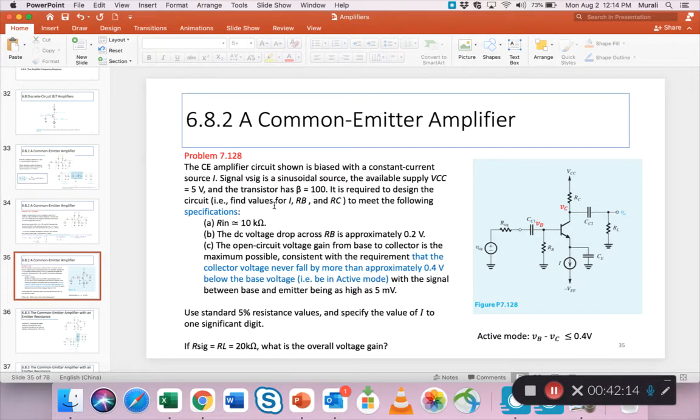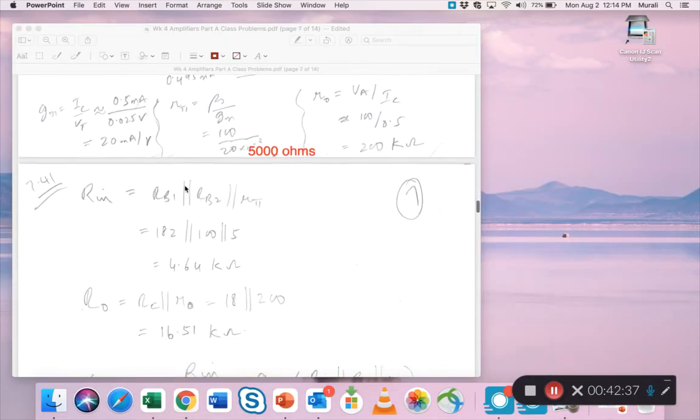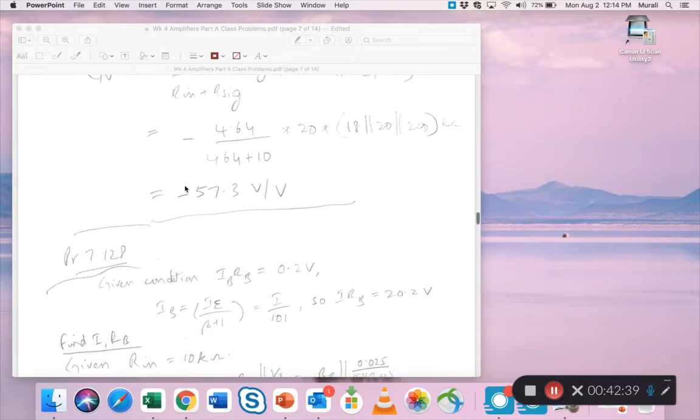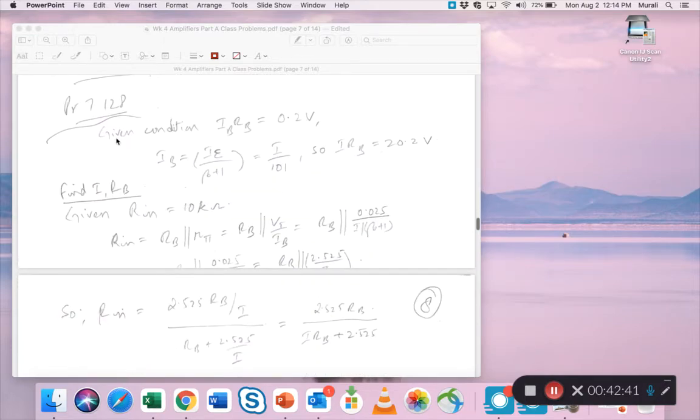So if the signal cannot exceed 5 millivolts, then find the appropriate design. That means find the values of I, this biasing current, RB and RC. For these resistors, use the 5% resistor values. Lastly, given these resistances, what is the overall voltage gain? Now remember, active mode is VB minus VC has to be less than 0.4 volts. Alright, so that's this design problem.